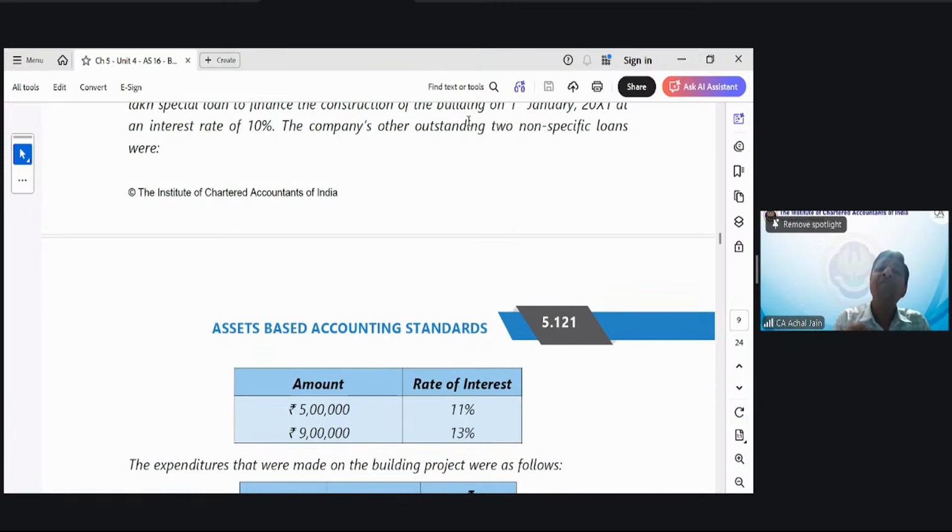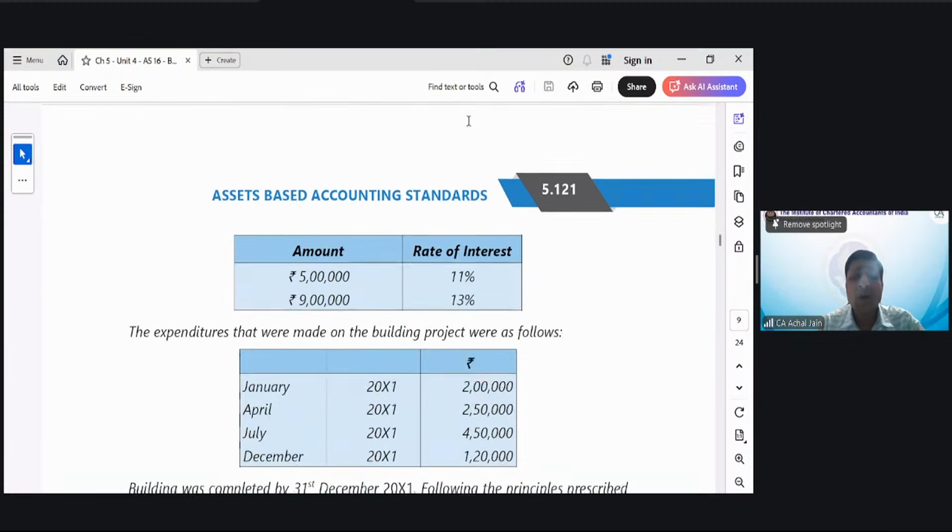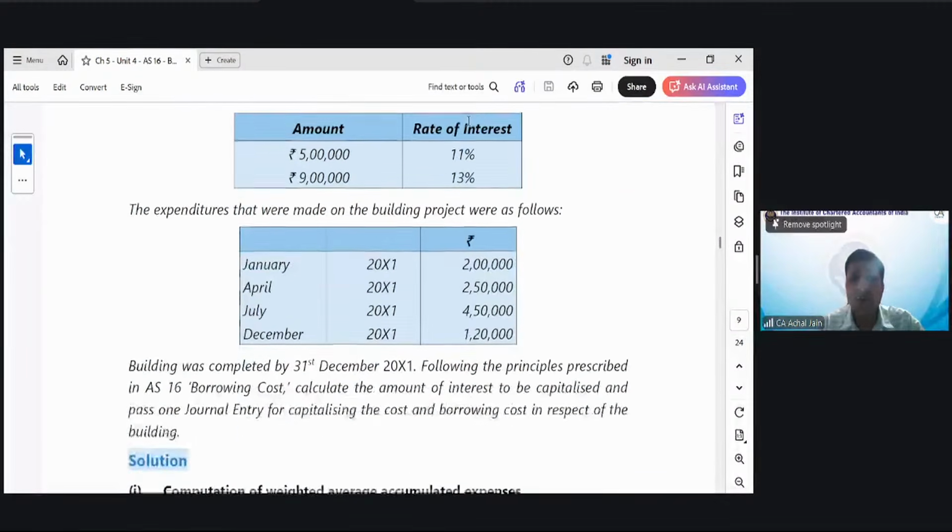The moment you have a general purpose borrowing, that's where the difficulty arises. Yes or no? Because now we don't know that the construction of the building which will happen, where does this money come from? Of course, it will come from the specific borrowing to begin with, but will that loan be sufficient enough? The answer is no.